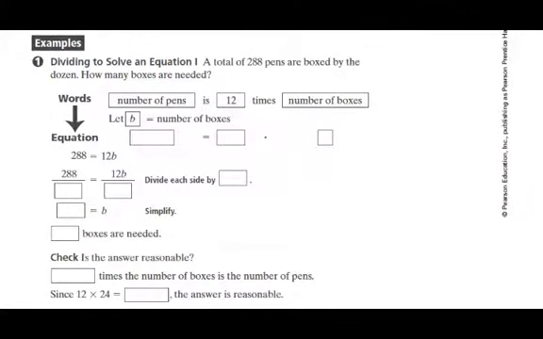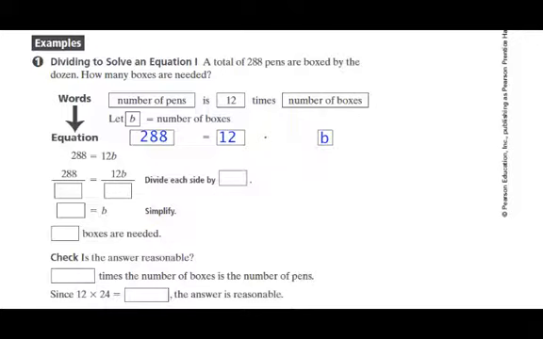Example number 1. Dividing to solve an equation. A total of 288 pens are boxed by the dozen. How many boxes are needed? In word form, we have the number of pens is 12 times the number of boxes. So we're going to let B be the number of boxes. We know that there are 288 pens, so we have 12 times B. So we end up with 288 equals 12B.